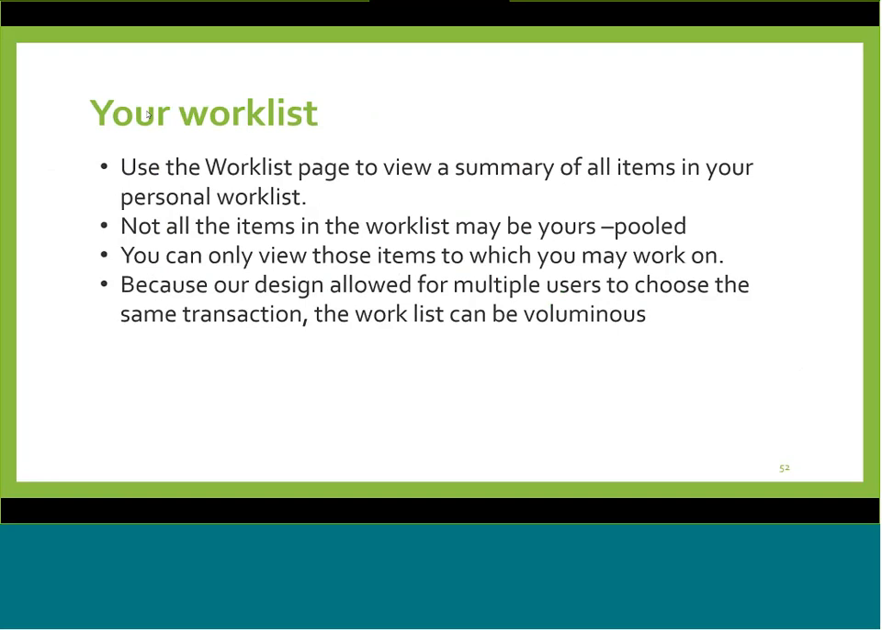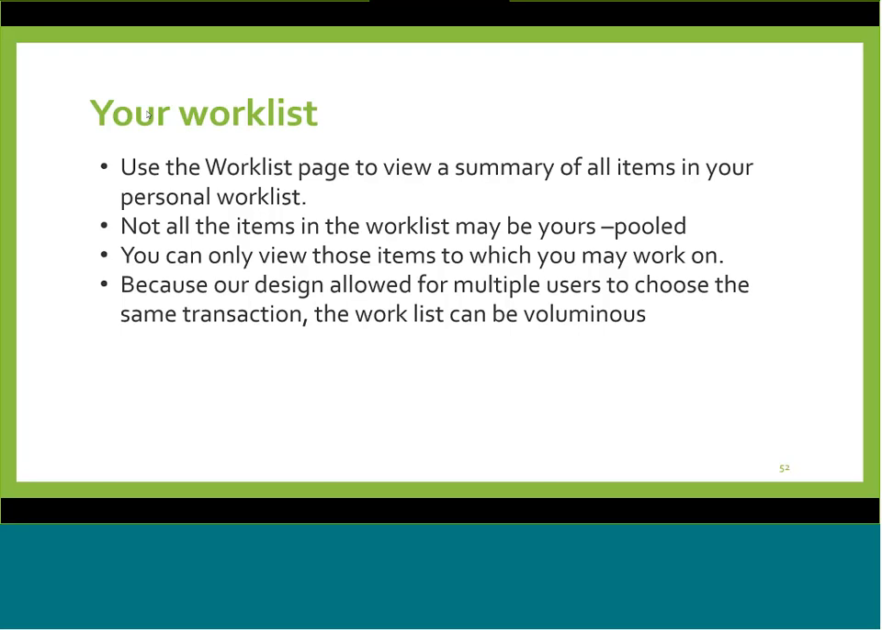And you're going to use that to view a summary of all items in your personal work list. But remember that not all the items in the work list could be yours because it's a pooled system. So anyone, as Ashley said earlier, who's assigned to the same departmental authority to approve a purchase order is going to see that same item in their work list. So that's what's confusing people because they're like, well, how come this is in my work list? Well, it's because there's somebody similar to you, think of them as your approval clone, who can also approve that. And so you have to figure out as a business process who's going to approve what.